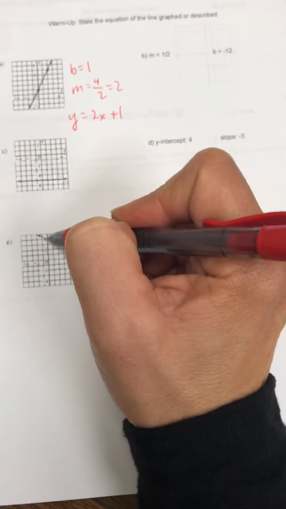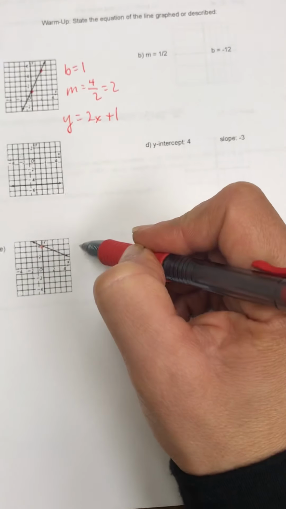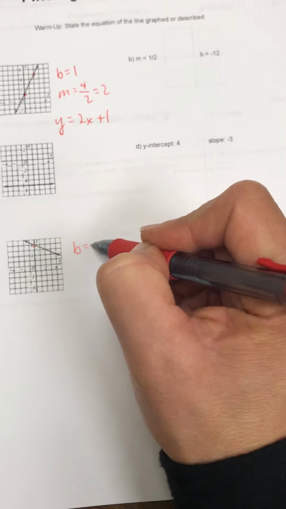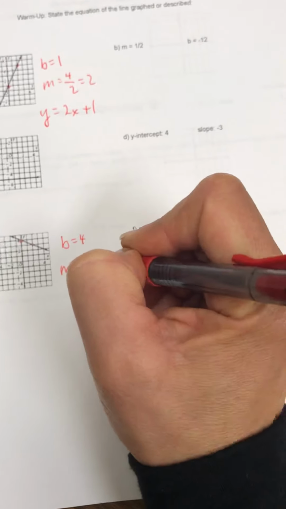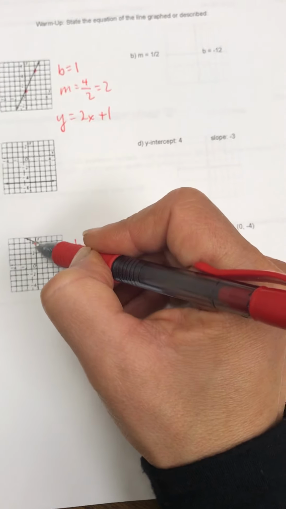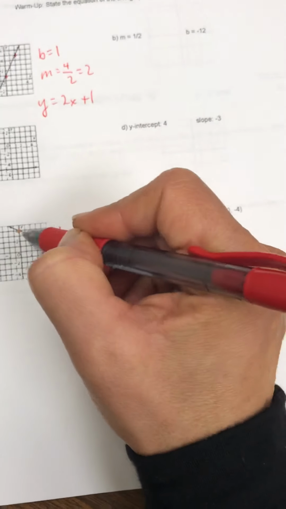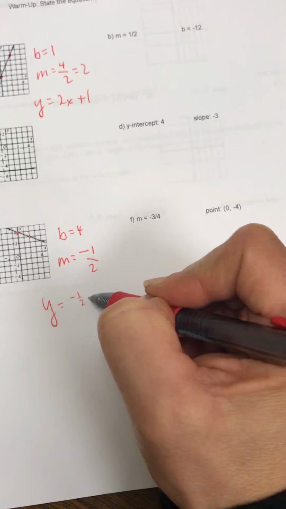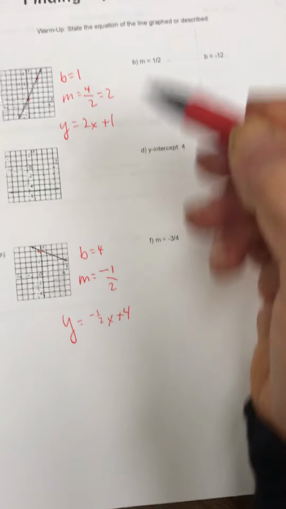I'm going to jump down to this one because I think these are less intimidating usually. Here my y-intercept is 4. I find another point clearly on the graph. Notice that my slope is negative because if you use your right arm, you can tell this is going down. Then I go down 1 and over 2. My equation here is y equals negative 1/2 x plus 4.